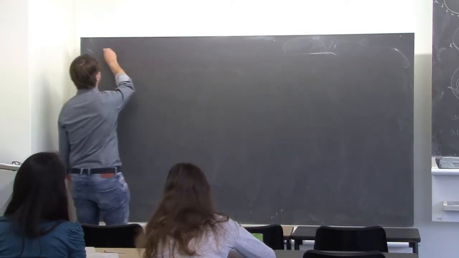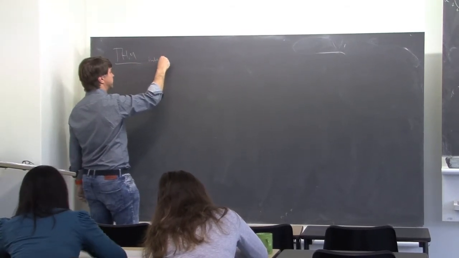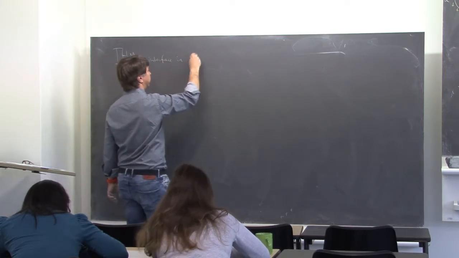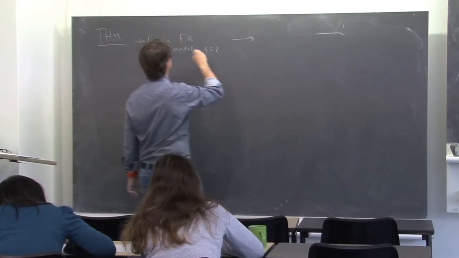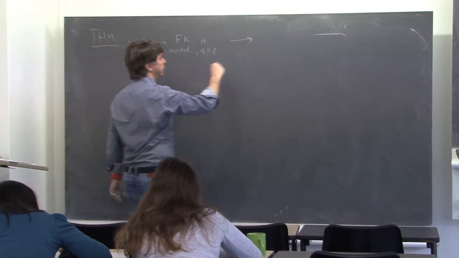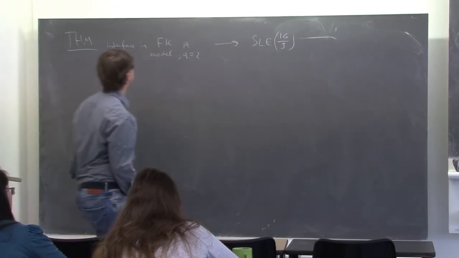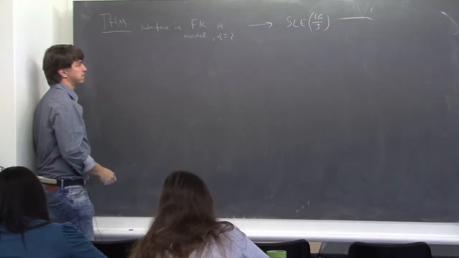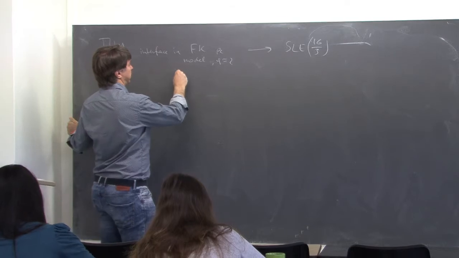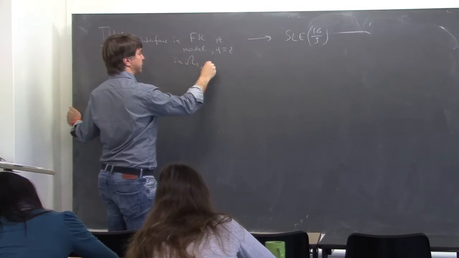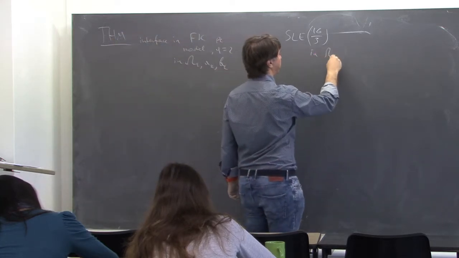The theorem: the interface in the FK model with Q equal 2 converges to SLE 16/3. Well, in domain omega epsilon with points a epsilon, b epsilon, it converges, as epsilon goes to 0, to SLE 16/3 in domain omega with points a, b.